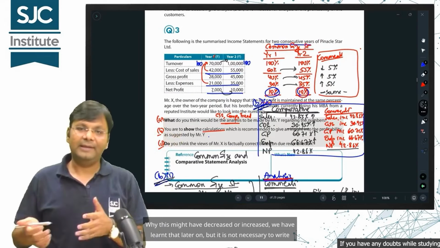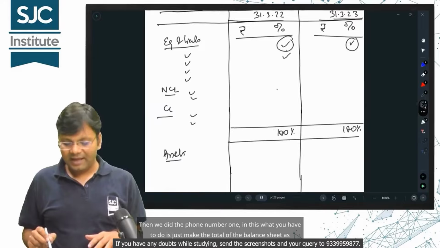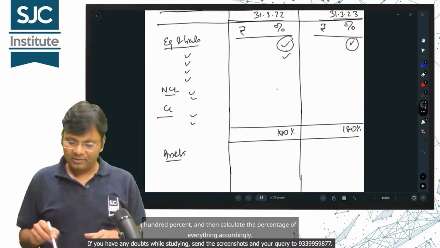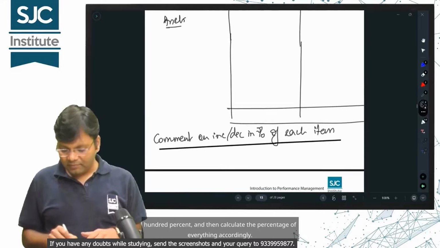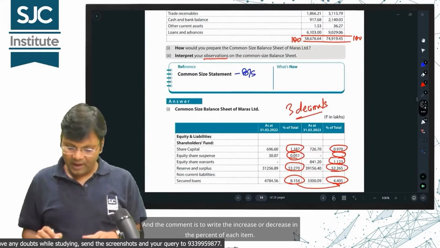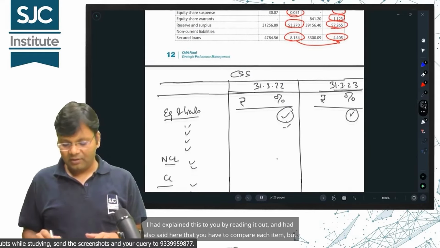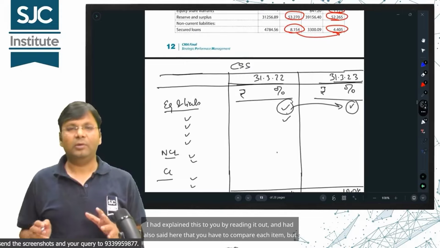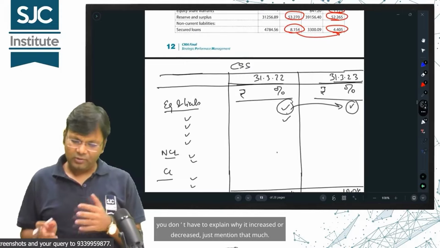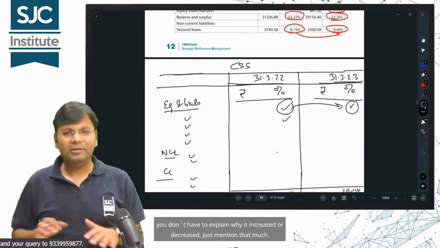Then we did number 1. In this, what you have to do is just make the total of the balance sheet as 100% and then calculate the percentage of everything accordingly. And the comment is to write the increase or decrease in the percent of each item. I had explained this to you by reading it out and had also said here that you have to compare each item, but you don't have to explain why it increased or decreased, just mention that much.